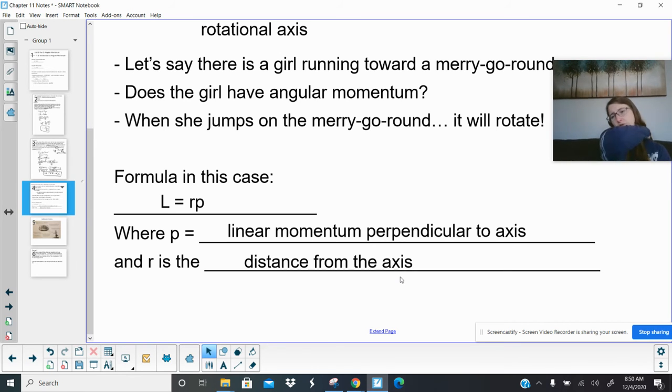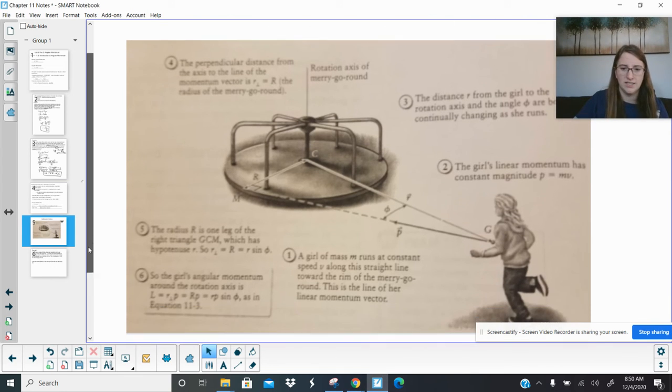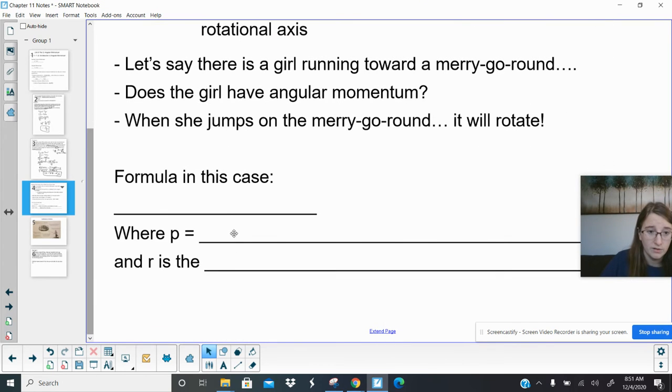Now, I want to clarify this formula because I can't remember if I did this before. With talking about torque, we talked about how torque is RF, right? But the F specifically referred to a force perpendicular to the axis. The same thing has to happen here. So if you look in the textbook, I believe this picture actually was in the textbook. They give you a formula, you can see it right here, RP, which is what we just wrote down.